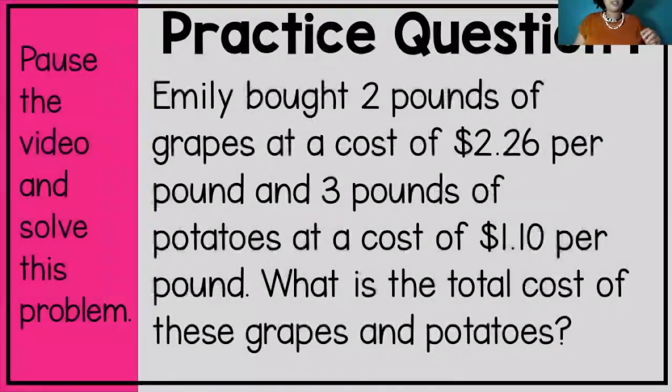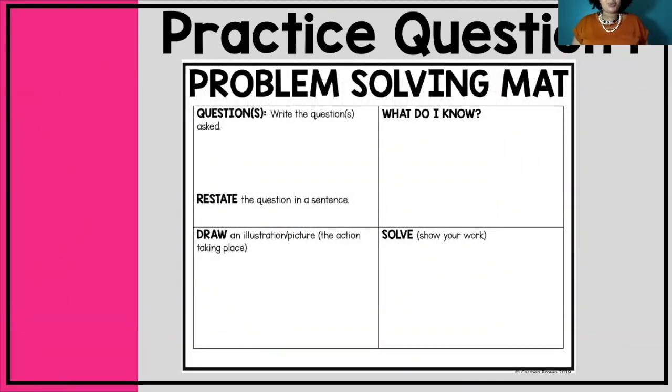All right, the question reads, Emily bought 2 pounds of grapes at a cost of $2.26 per pound and 3 pounds of potatoes at a cost of $1.10 per pound. What is the total cost of these grapes and potatoes? Let's start with our problem solving math. In the first box, it asks me to write the question. I like to start there.